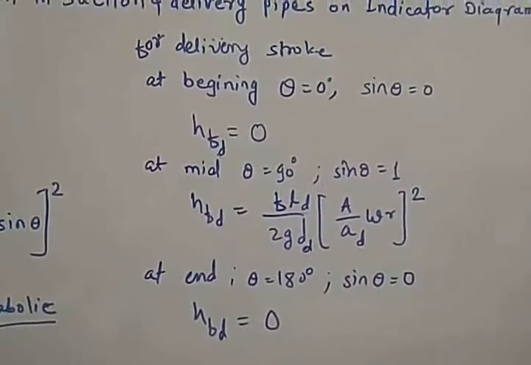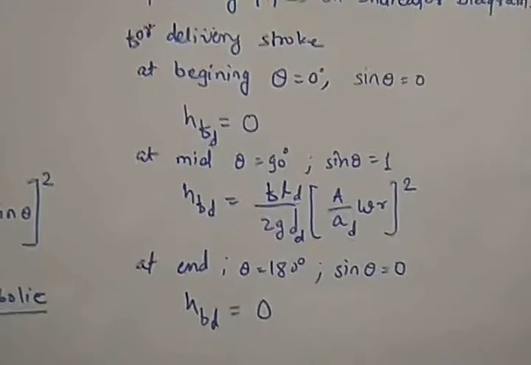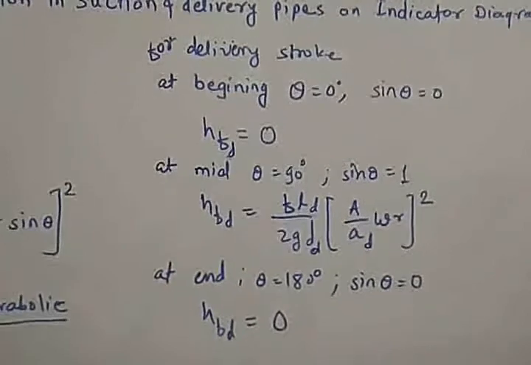So this is the variation of HF with respect to theta for suction and delivery pipe. Now we'll see what is the effect of this on the indicator diagram.